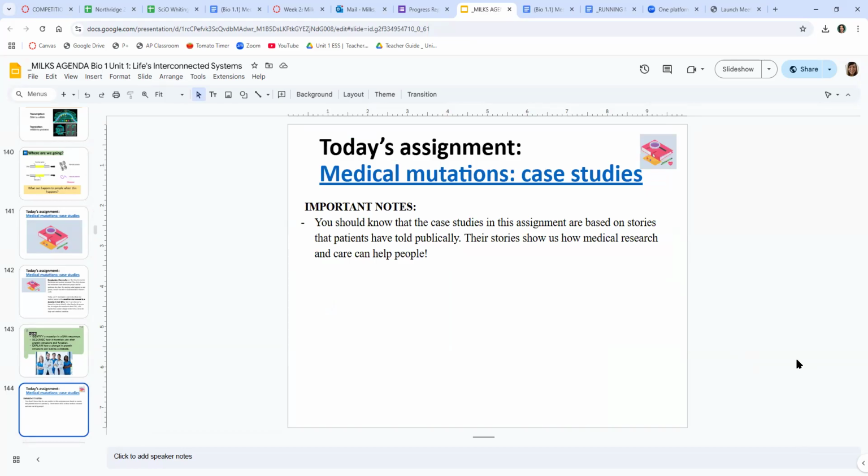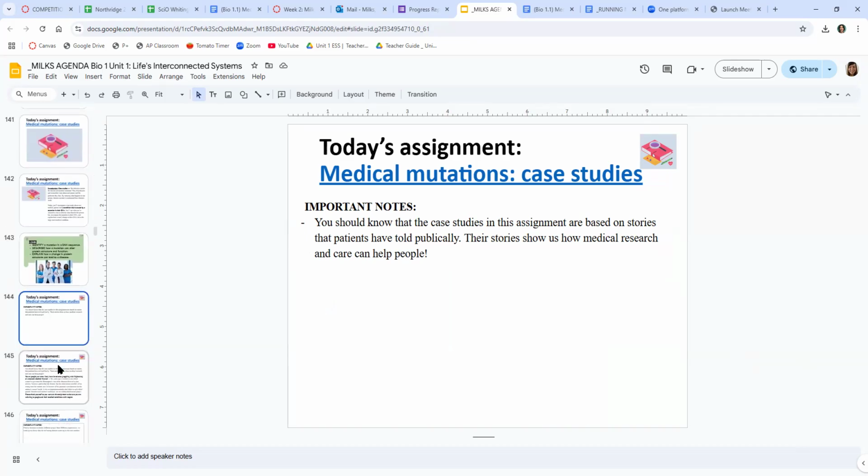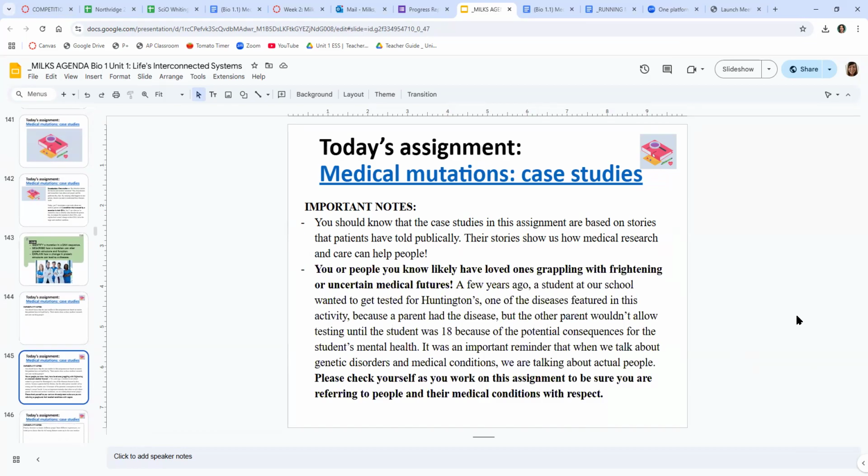You should know that the case studies in this assignment are based on stories that patients have told publicly. Their stories show us how medical research and medical care can help people. You or people you know likely have loved ones grappling with frightening or uncertain medical futures.